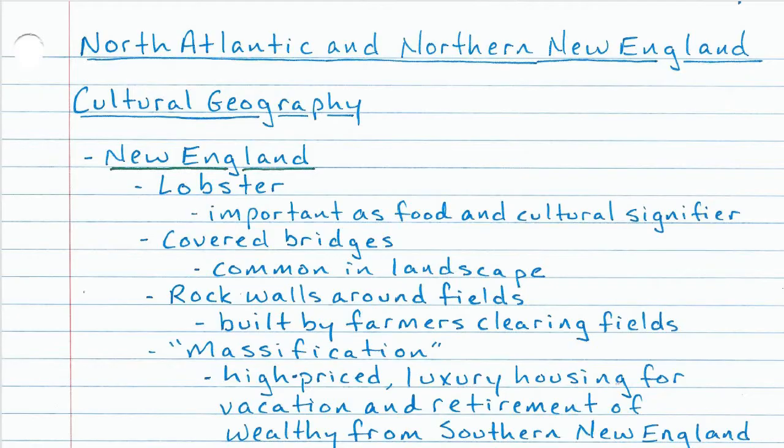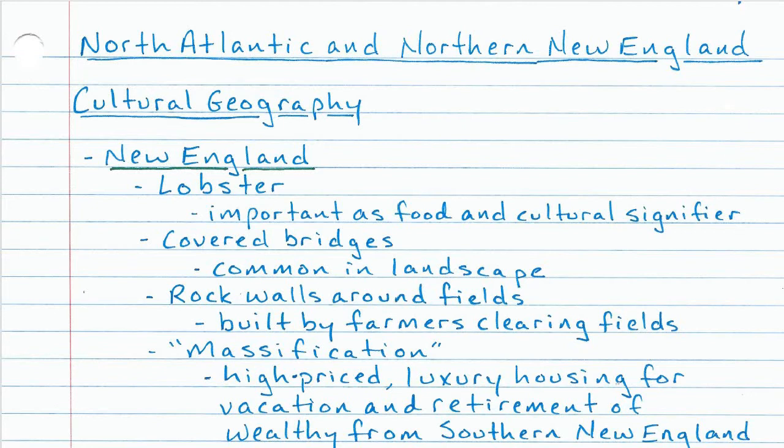Let's take a look at some of the features of the cultural geography of this area. When we're looking at New England, here we're paying attention to the area around New Hampshire, Vermont, and Maine. And there's a couple of things we could say are part of the cultural landscape, meaning things that the people who live there have inscribed on the landscape as being important to their culture. One of those is lobster. So lobster is important as a food source, as a source of income, but also somewhat as a cultural signifier.